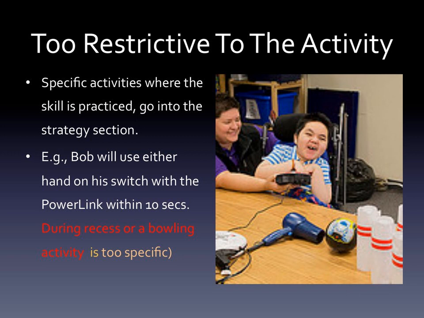So, in this situation, Bob will use either hand on his switch with the power link within 10 seconds, 80% of the time. We do not include additional phrases such as during recess or during the bowling activity, as these are too specific and are only a couple of hopefully many other opportunities to practice this switch skill at school and also at home and in his community.